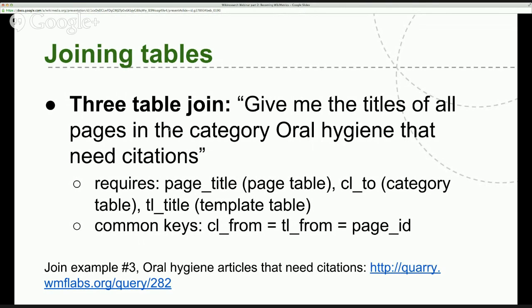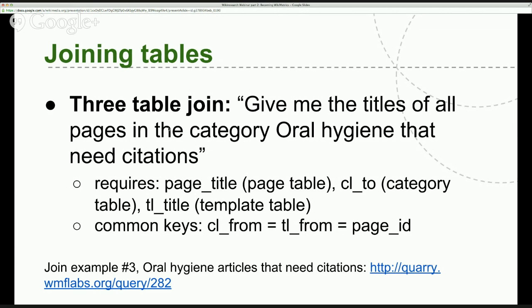So for instance, if I wanted to get the titles of all the pages in the category oral hygiene that need citations, I need information that's stored in at least 3 different tables. I need information that's stored in the page table, page title. I need information from the category table, which contains a list of which pages are in each category. And then I need information from the template table, because the template table tells me which pages particular templates are transcluded into. And in this case, we want the citation needed template.